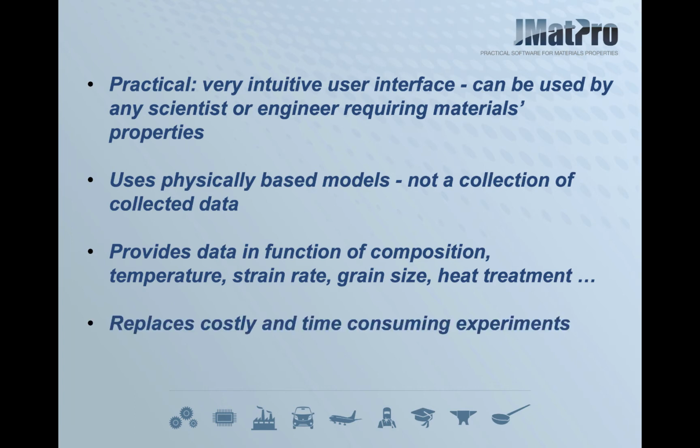Materials data is usually obtained through experimentation, which is costly, time-consuming, and often does only provide limited data. For instance, experimental data is often only available for a limited temperature range. Furthermore, data is often collated from several sources, which in themselves may have inconsistencies. JMatPro offers a practical, fast, and powerful solution to the lack of data.